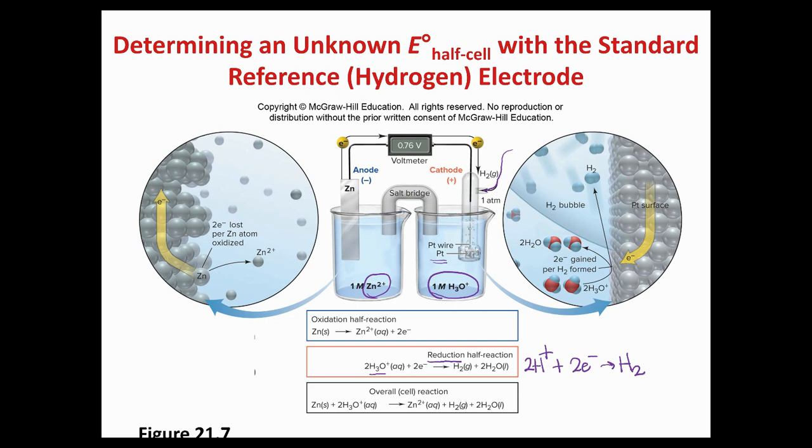Okay, so if I was going to write this one out in the abbreviated notation, it'd be zinc, line, zinc 2+, right? On salt bridge. On the other side, H plus, separated from hydrogen gas, separated from the platinum.